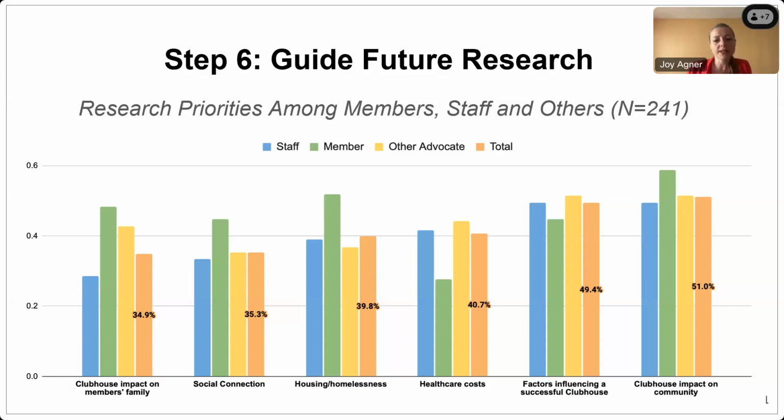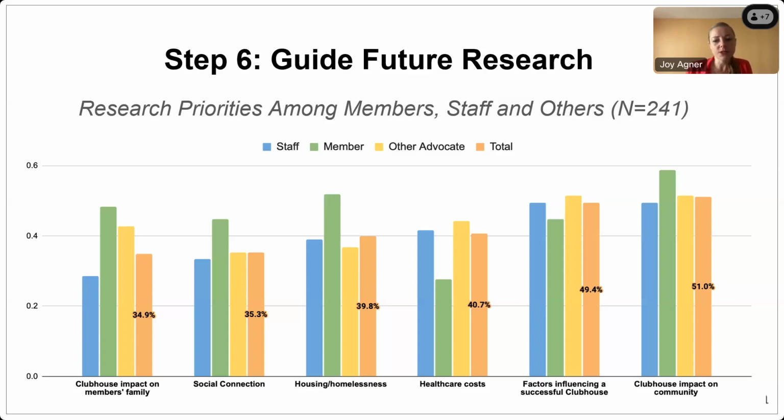Healthcare costs was not the highest priority among members, but rose to the top for other advocates, and also was very important to staff. And of course, within our context, it's important to consider funding, et cetera, and the value add of clubhouses.